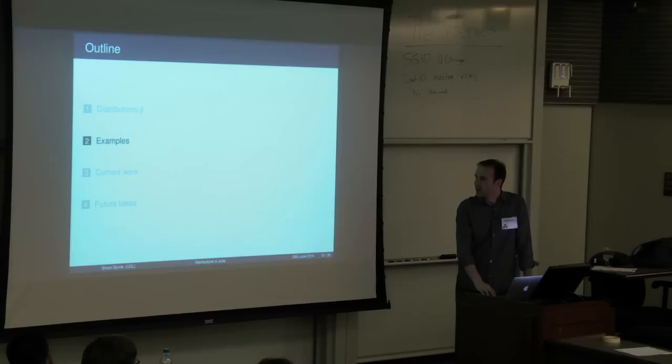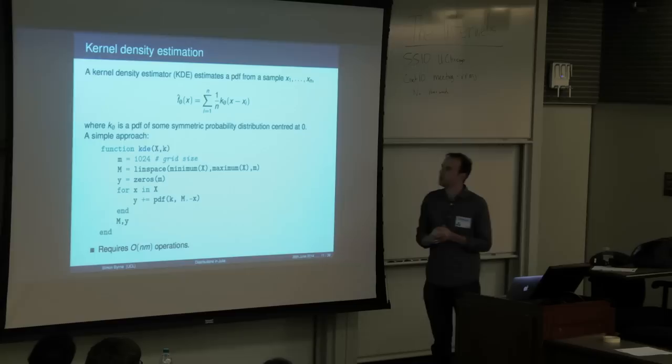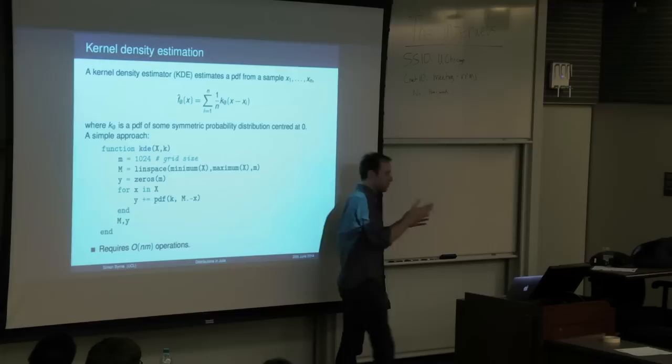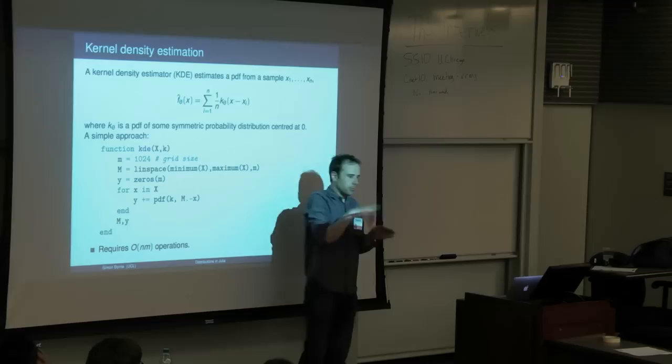I'll give some examples of how it can be used, and this is a nice, elegant one, I think: kernel density estimation. It's a method of estimating a probability density function from a sample. It's fairly simple. What you do is you have a kernel, which is typically another probability distribution, very tightly bound around a particular point. And you just smooth: it's basically a weighted sum of a bunch of kernels about the sample points.